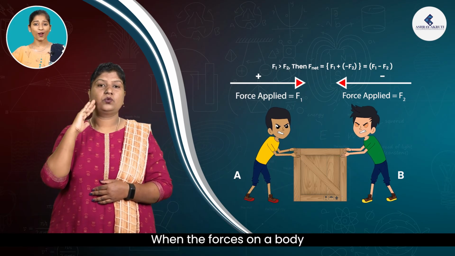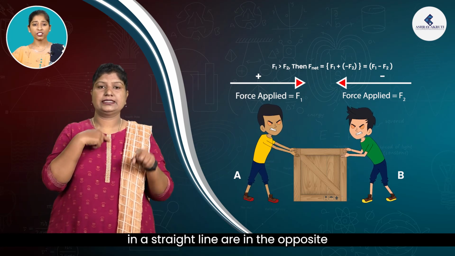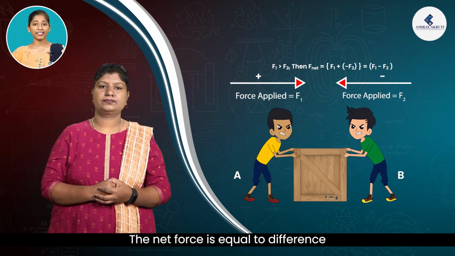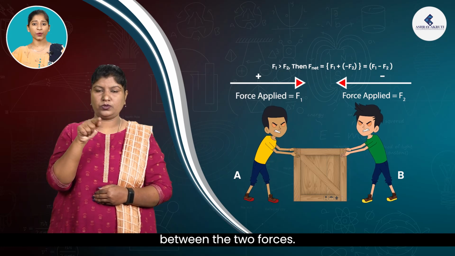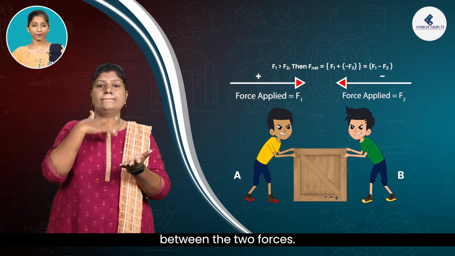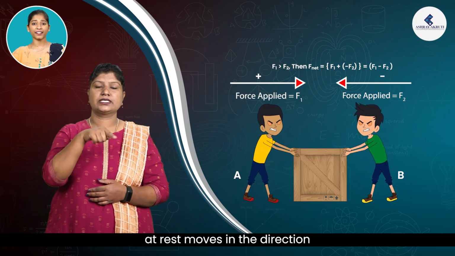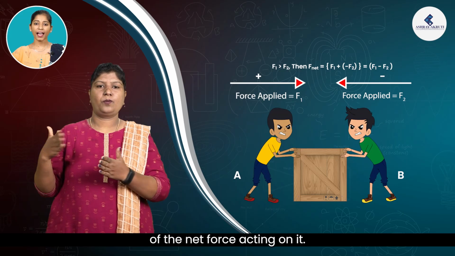When the forces on the body in a straight line are in the opposite directions, the net force is equal to difference between the two forces. The object at rest moves in the direction of the net force acting on it.